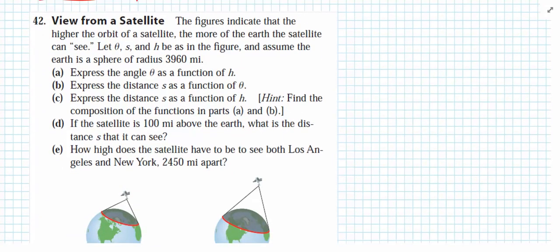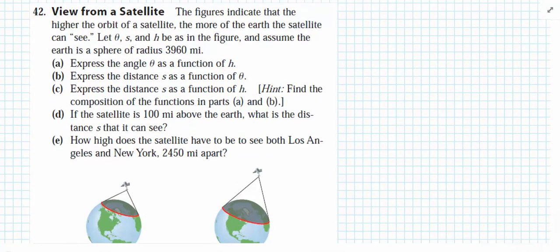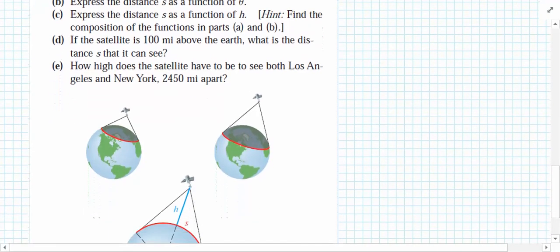Number 42 is a good question to ask. It talks about a real world issue that we might face and how we can use trigonometry to work through it. These figures below indicate that the higher the orbit of a satellite, the more of the Earth the satellite can, quote, see. Let theta, s, and h be as drawn in the figure and assume that the Earth is a sphere of radius 3,960 miles.